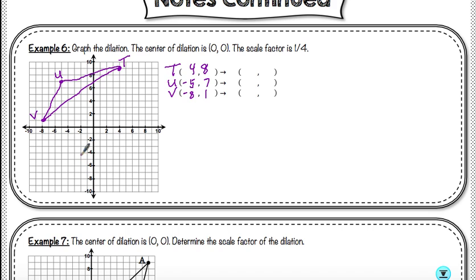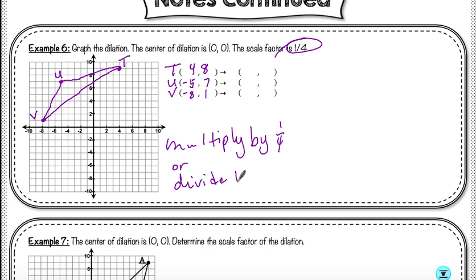Okay, so I have a triangle and it is going to get smaller because this is a reduction. Everything is going to be 1/4 the size that we started. So you can either multiply by 1/4 or you can divide by 4. It's the same thing. So how about we just think of this as dividing by 4.